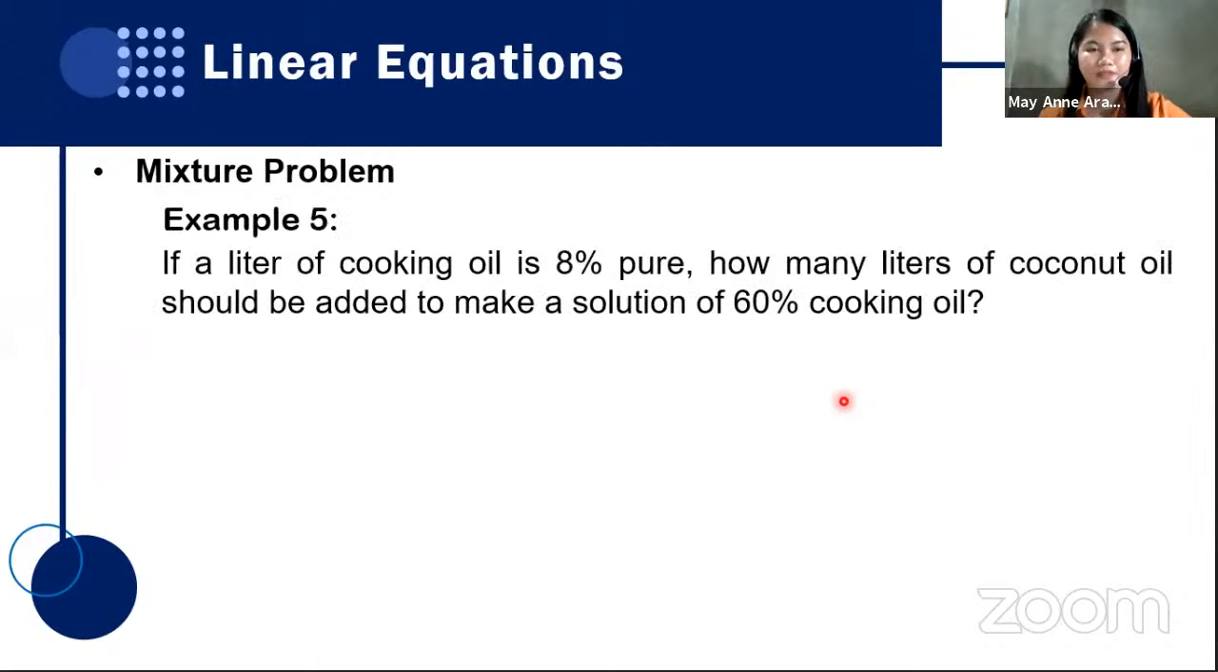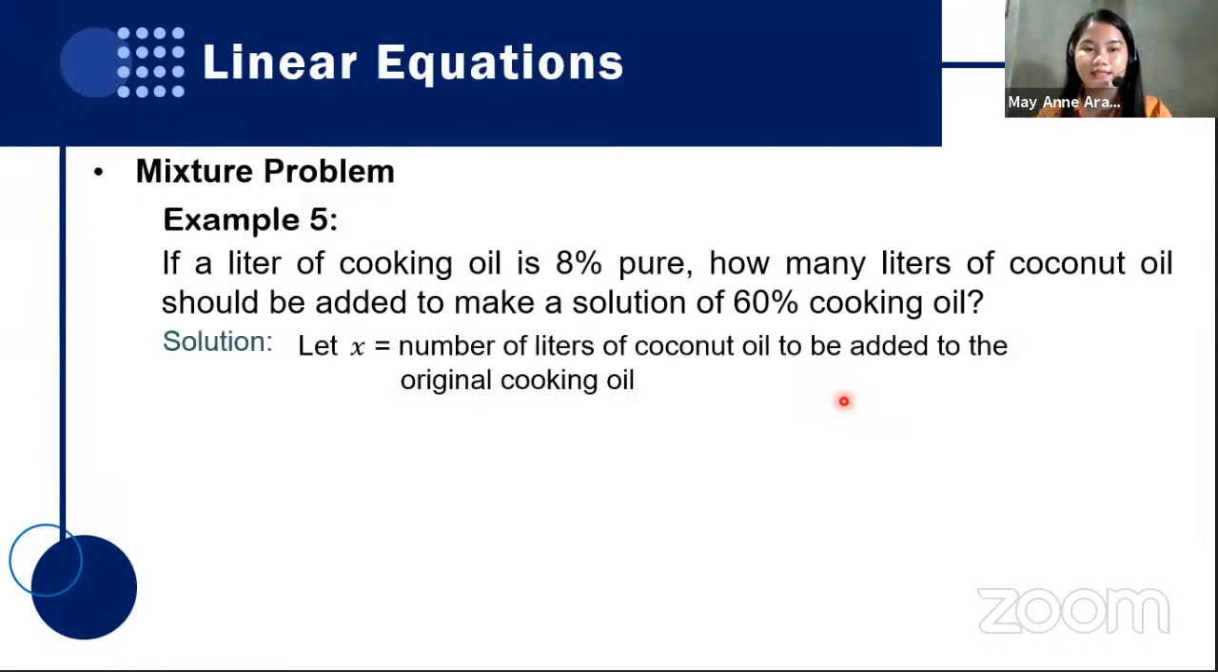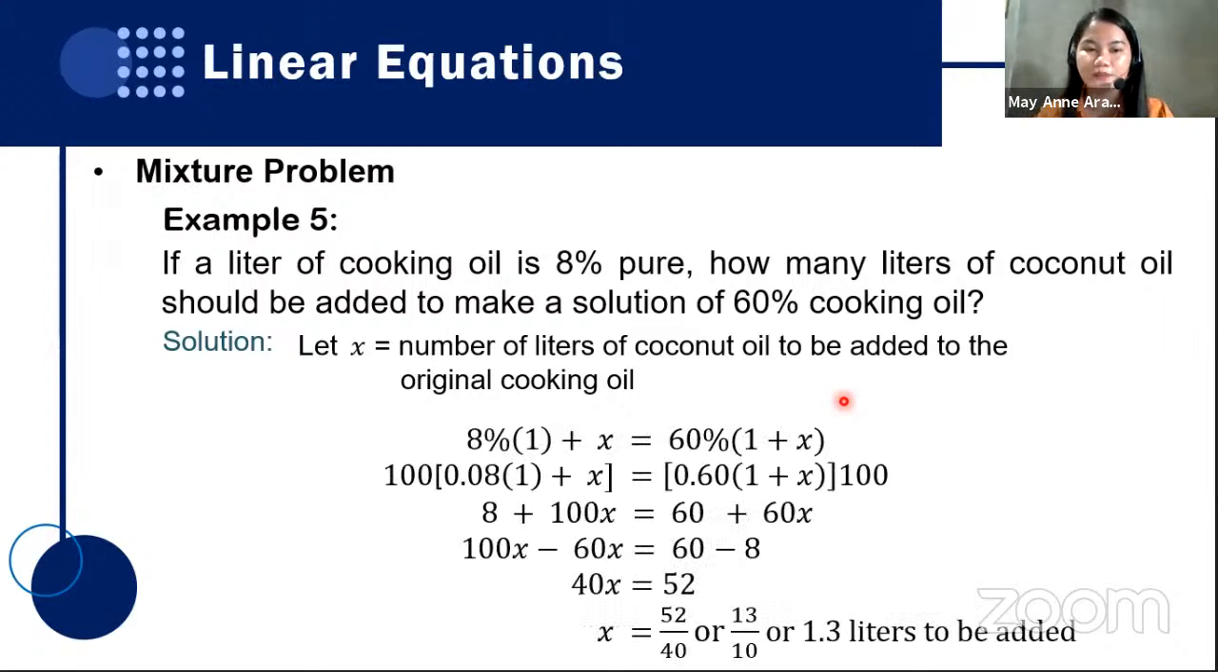Okay, example. If a liter of cooking oil is 8% pure, how many liters of coconut oil should be added to make a solution of 60% cooking oil? Let us assign the values of x as the number of liters of coconut oil to be added to the original cooking oil. We have this expression. So, diba? 8% of pure, a liter. So, that's why we have 1. And ito yung missing liters of coconut oil.